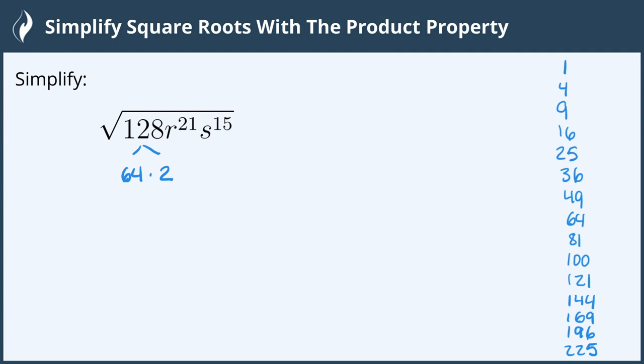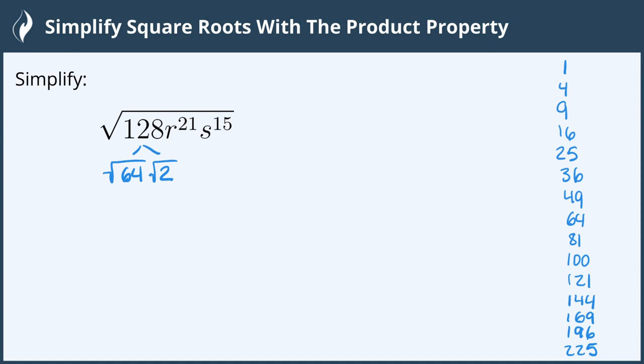Now we could take 128 and try dividing it by these perfect squares. Moving forward, it will be divisible by 4. It will also be divisible by 16. So just keep going until you know that you have no more to go. In this case, 64 times 2. So we're going to pull these out, 64 and 2. Now we can worry about the variables.